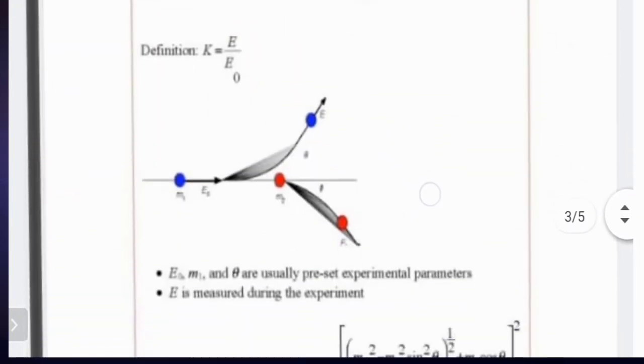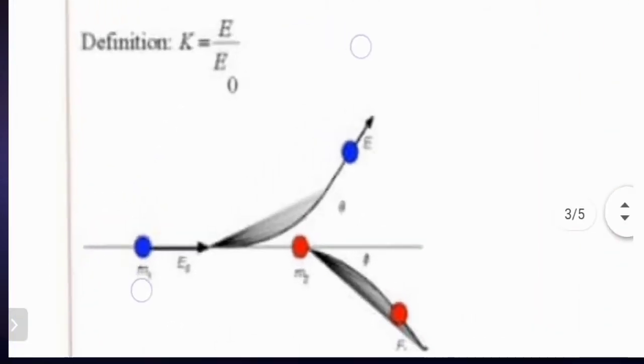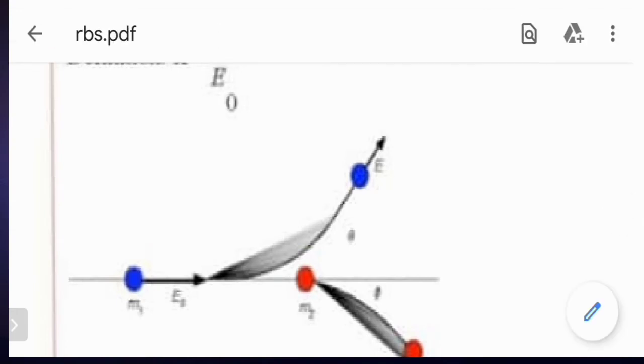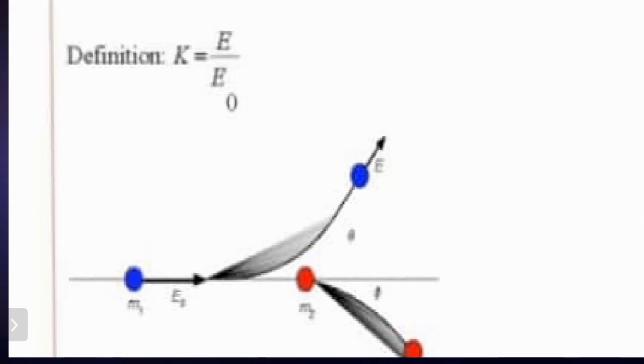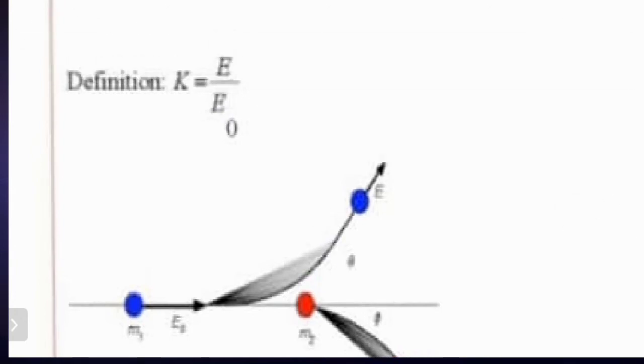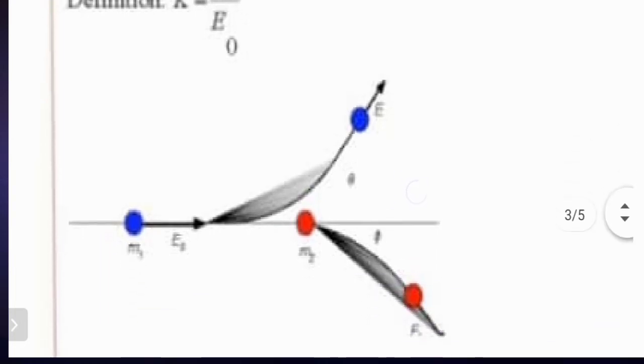So that is called the kinematic factor K. It is the energy ratio between the projectile energy, that is capital E, and E0. So the kinematic factor is the ratio which shows the change in the energy after scattering.